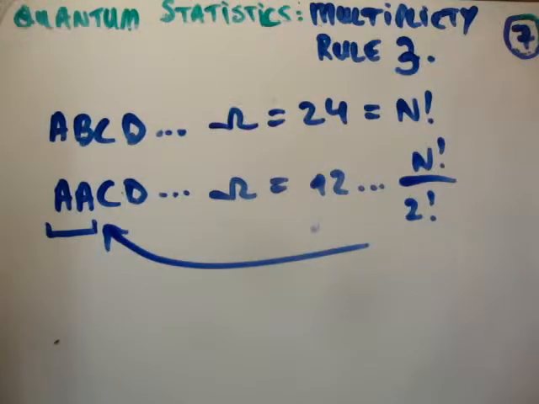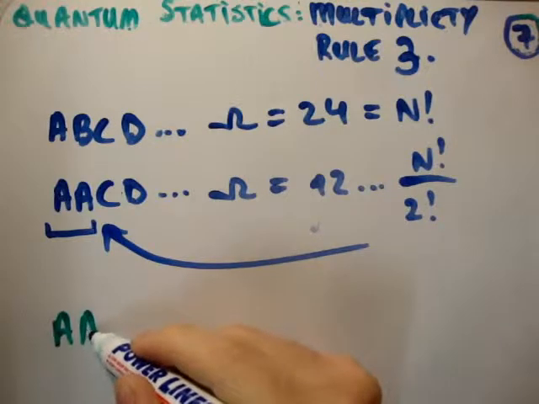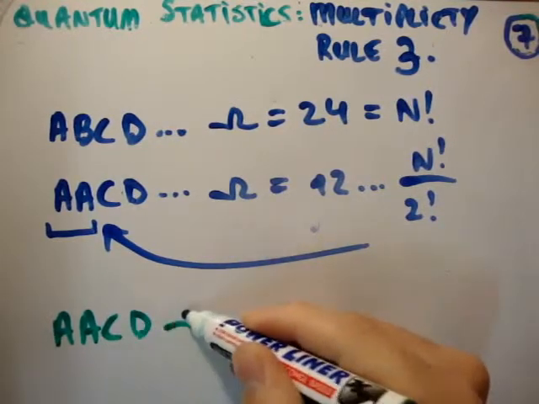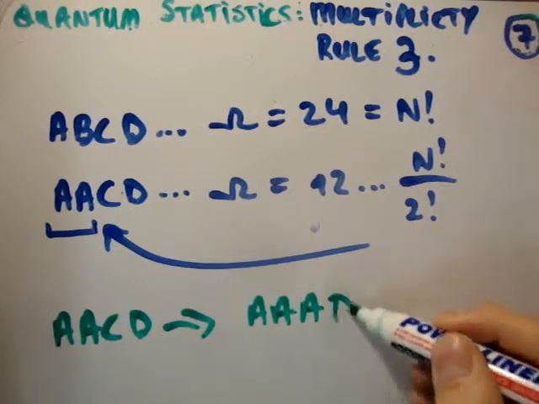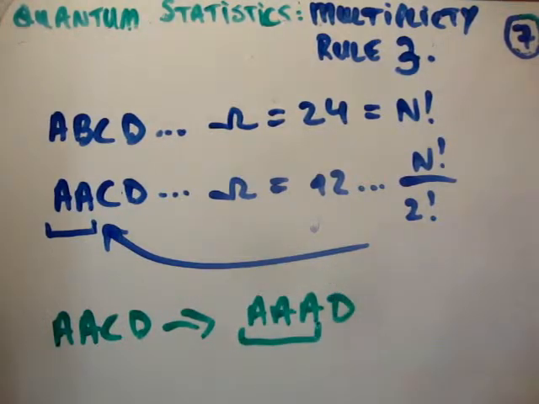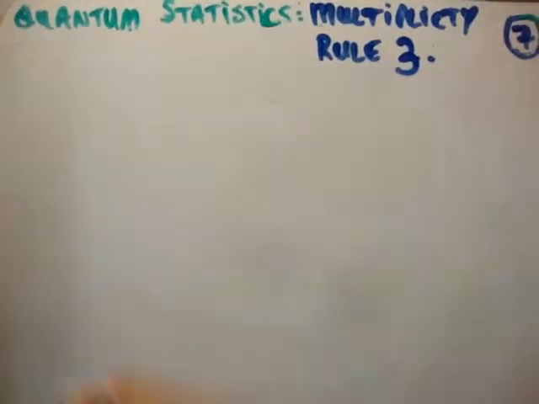Now what I want to do is go from A, C, D, to 3 A's and a D. So this time we only have 2 species, namely A and D. However, there are 3 identical A's and 1 identical D, I suppose you could say. All right, so let's see what happens.